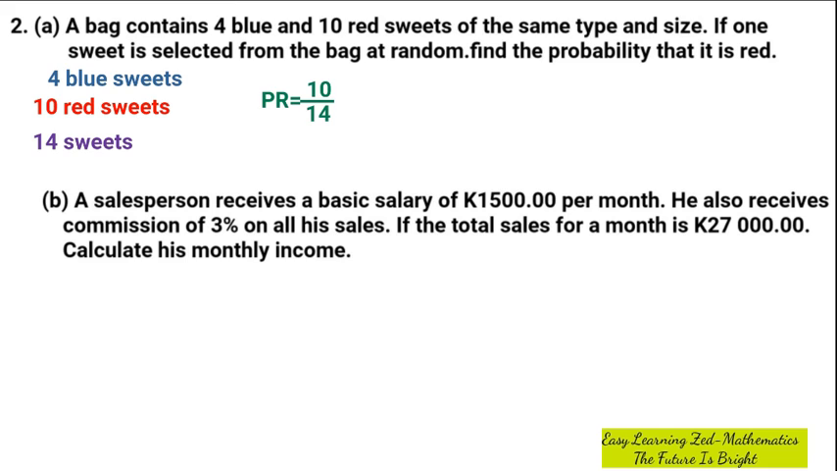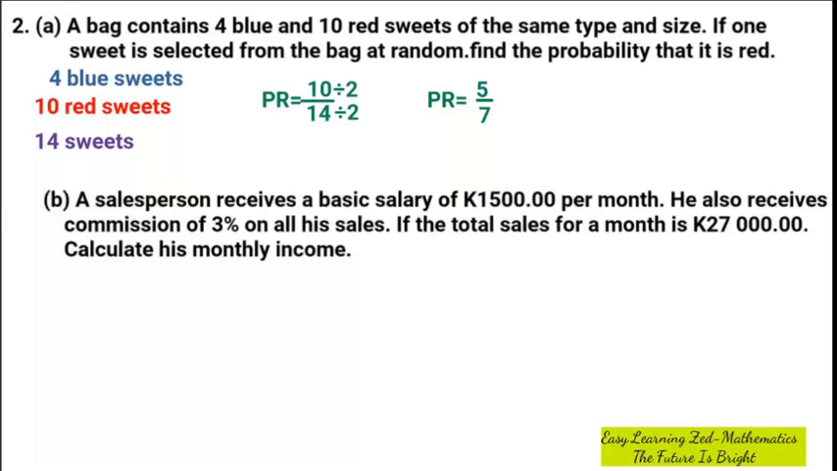So we're going to divide 10 and 14 by the common highest factor, which is 2. So I'm going to divide both numbers by 2, which is the highest common factor of these two numbers. So I'm going to write probability is equal to 10 divided by 2 will give us 5, 14 divided by 2 will give us 7. So the probability of picking a red sweet in the bag is 5/7.